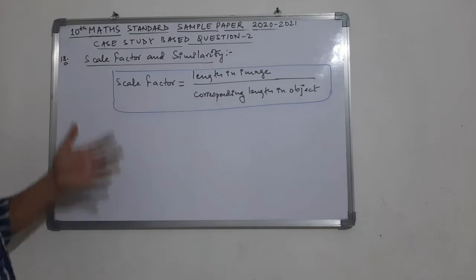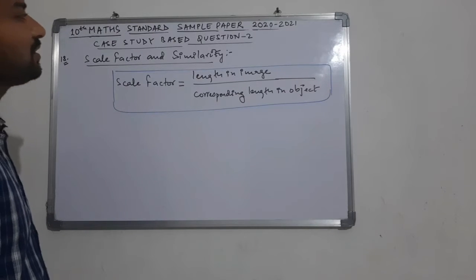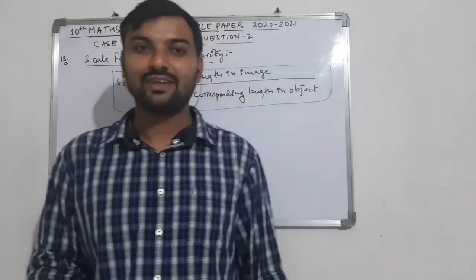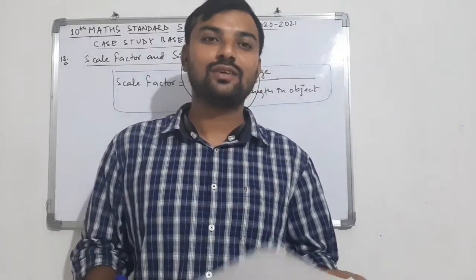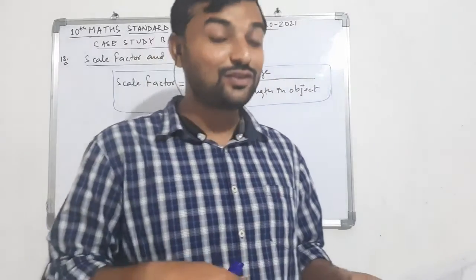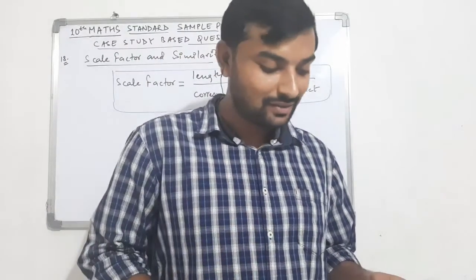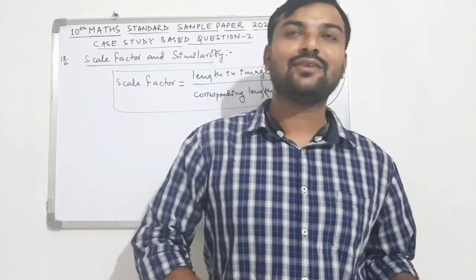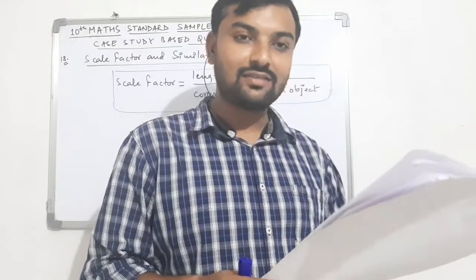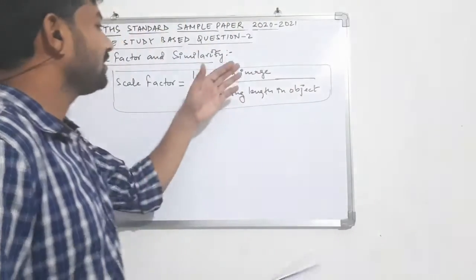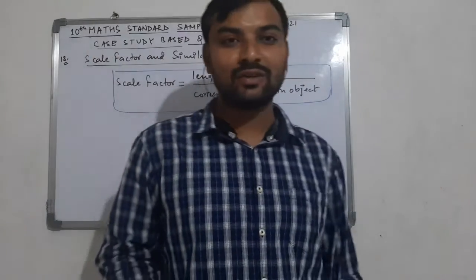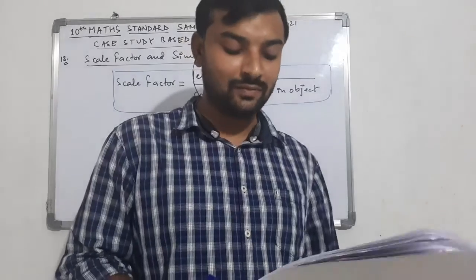So let us come to the second question, which is based on the case study, and here this question is from chapter 6, that is triangles. As you know, it is related to the similarity. So here the whole discussion is about the similarity of triangles, and here one interesting description is given, that is scale factor is defined as length in image upon corresponding length in object. You can compare it with the magnification in your science.